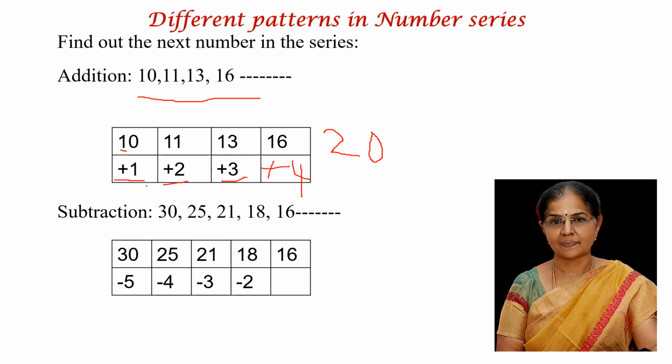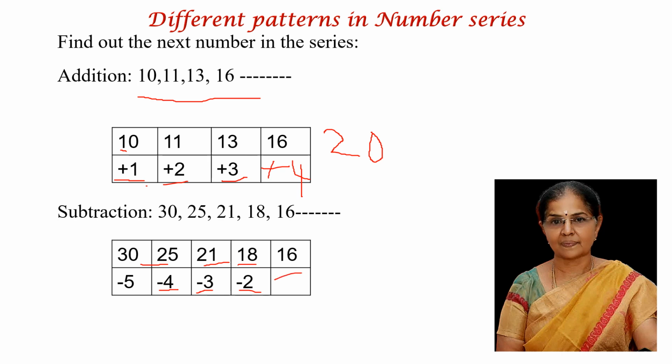In the same way for subtraction, the numbers in the series are 30, 25, 21, 18, 16. Put them on the top row of the table you draw and find out the difference between the two consecutive numbers. How does the 30 become 25? By -5. And how do you get 21 from 25? By subtracting 4. And how do you get 18 from 21? By subtracting 3. And how do you get 16 from 18? By subtracting 2. Now find out the pattern.